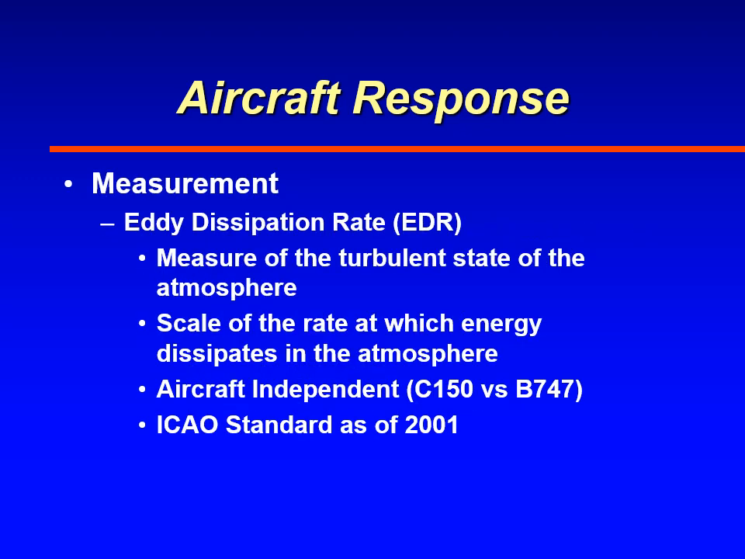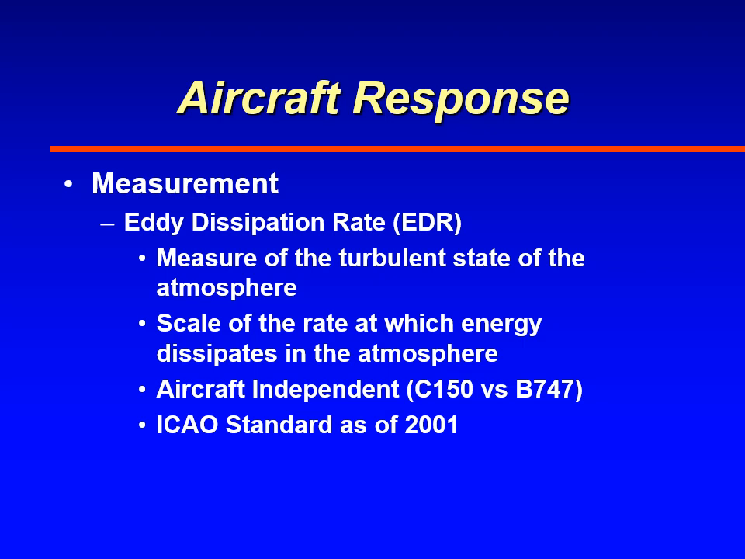But the method that we use today to measure and describe turbulence in the atmosphere is called the eddy dissipation rate, or EDR. EDR is a measure of the turbulent state of our atmosphere. It is how the energy dissipates in our atmosphere, and it is the ICAO standard as of 2001. Also, it is aircraft independent. It's like temperature, where you stick a thermometer in the atmosphere and you get a measure of how fast the molecules are moving. And as a result, some people feel it warmer, some people feel it colder, depending upon your senses. Same way with aircraft.